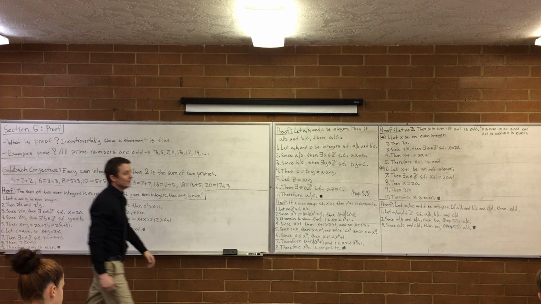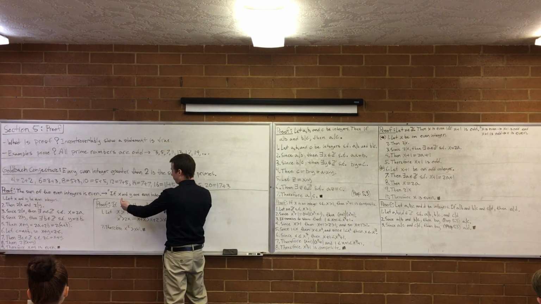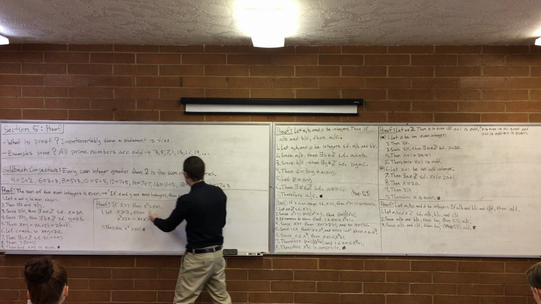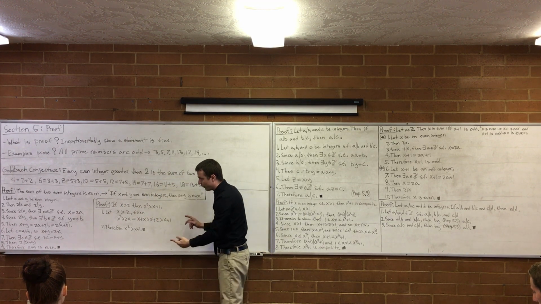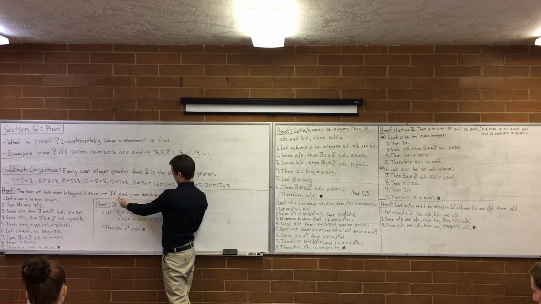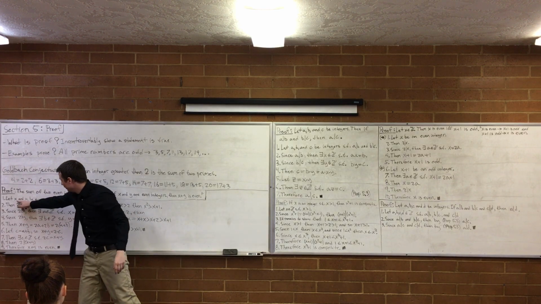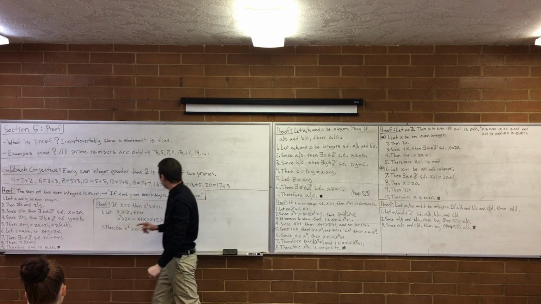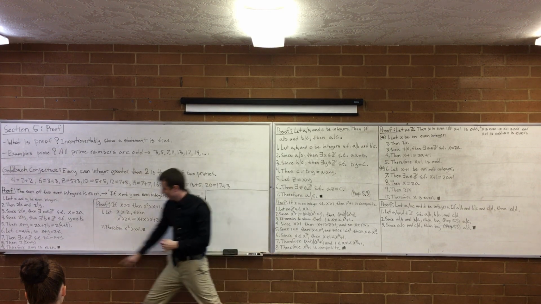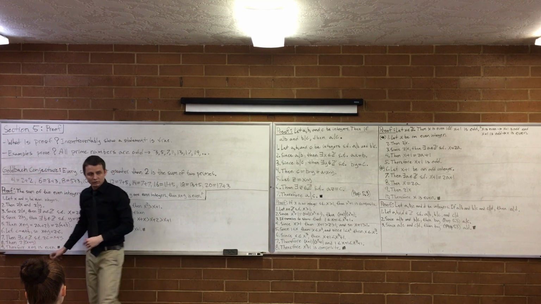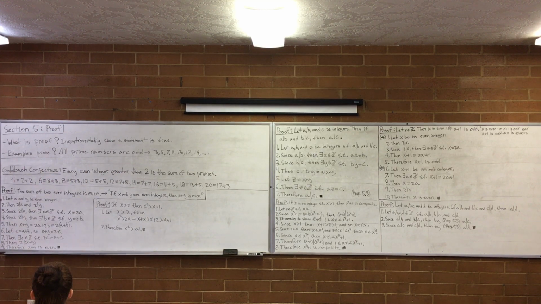Now, when you have an if-then statement, we call the if part the condition, and the then part the conclusion. So when you start your proof, your first line of your proof is going to be let this, assume this. So the first line of our proof is going to be let x and y be even integers. The last line of your proof is going to be this. Therefore, this. Therefore, x plus y is even. So assume our condition is true is the first line of your proof. Therefore, our conclusion is true is the last line of your proof.